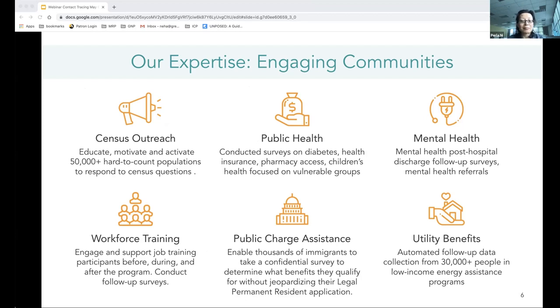We've also worked in mental health. We have conducted mental health post-hospital discharge surveys, as well as we're doing a current project with the state of Illinois on mental health referrals. Some other areas where we've worked with vulnerable populations are in workforce training, public charge assistance, as well as utility benefits.